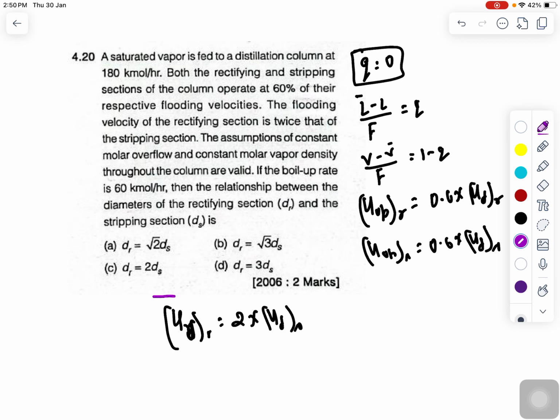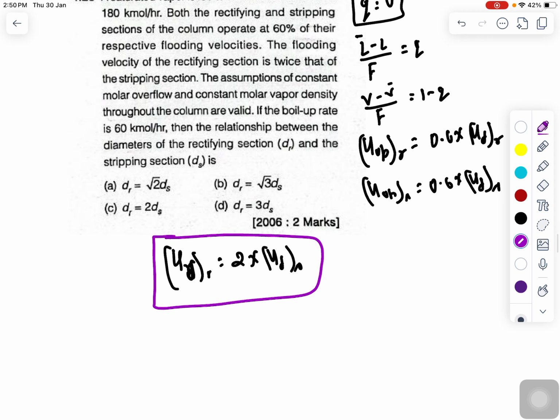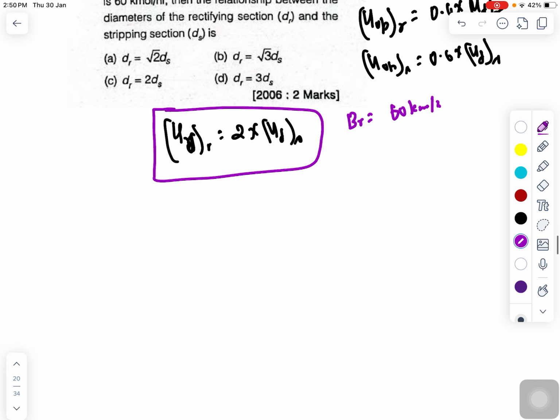These are the data that have been given to you. The question says that the assumption of constant molar flow rate and constant molar vapor density throughout the column are valid if the boil-off ratio, let's say BR, is equal to 60 kilomole per hour. Then you are supposed to calculate the relationship between the diameter of the rectifying section and the stripping section, that is dr divided by ds.